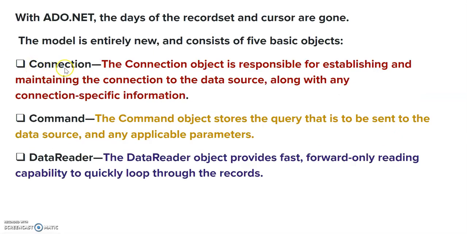One is a connection. So what is a connection? Its name indicates it is to make the connection. The connection object is responsible for establishing and maintaining the connection. It is used to make the connection to the data source or to disconnect from a data source. That is about the connection.